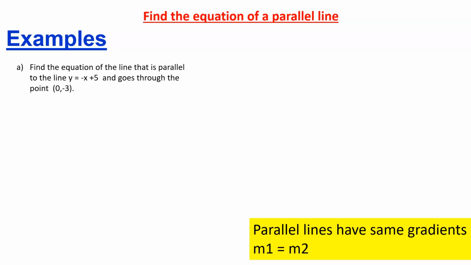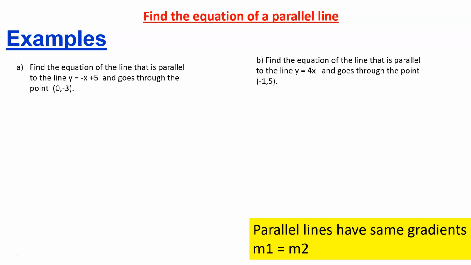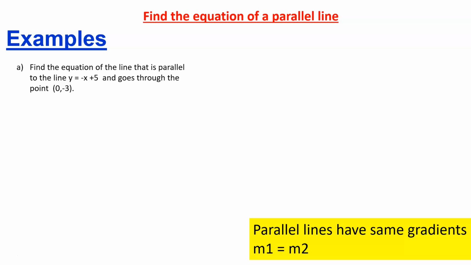Now, suppose that no line equation is given, like in those two cases. So let's start with this one. Find the equation of the line that's parallel. That's very useful information because they are parallel. Guess what? They have the same gradient as this line. So we can say m1 is minus 1, and automatically m2 is minus 1 because they are parallel.